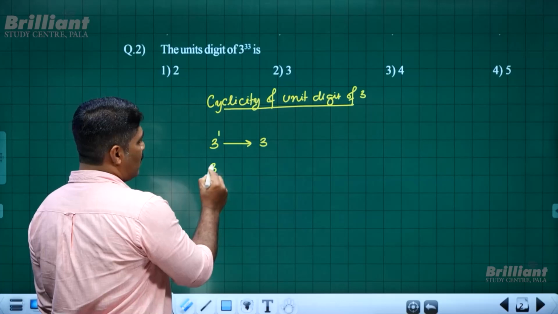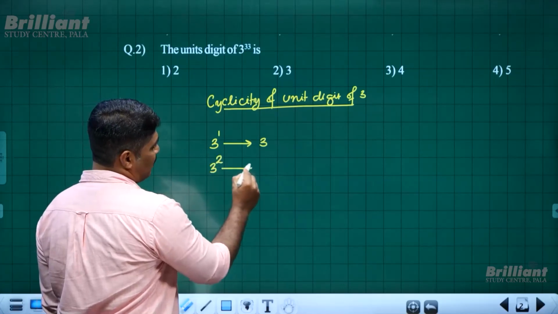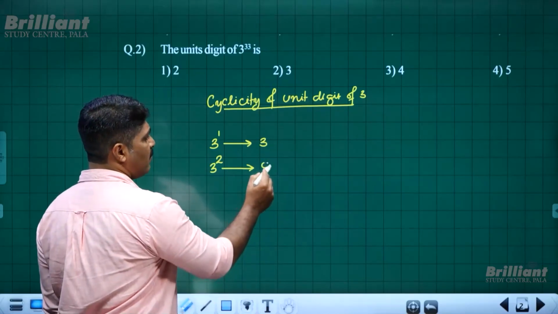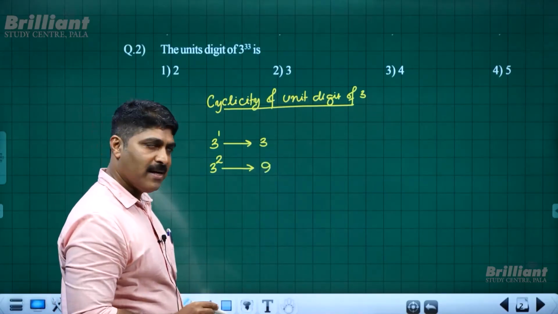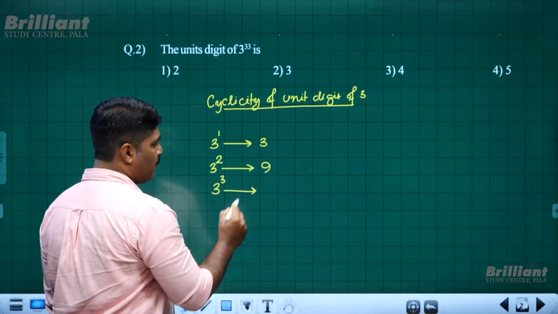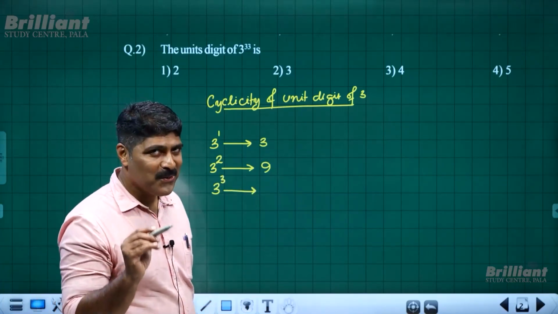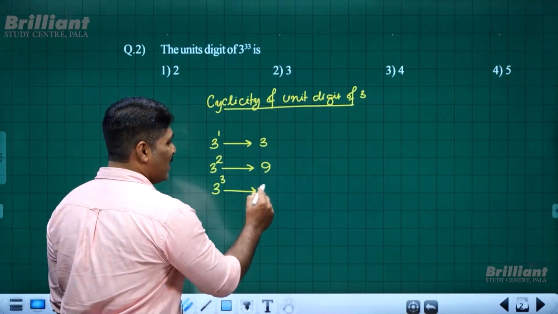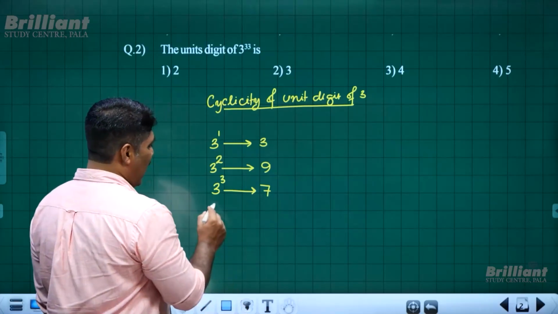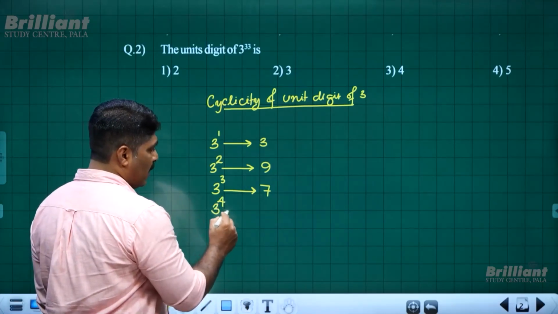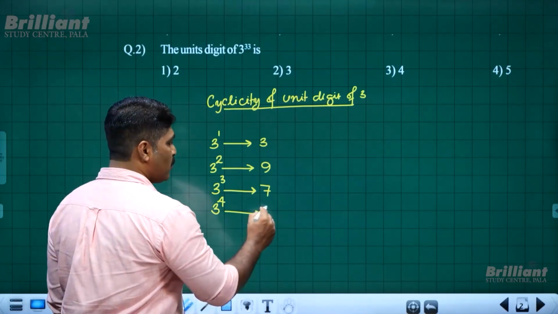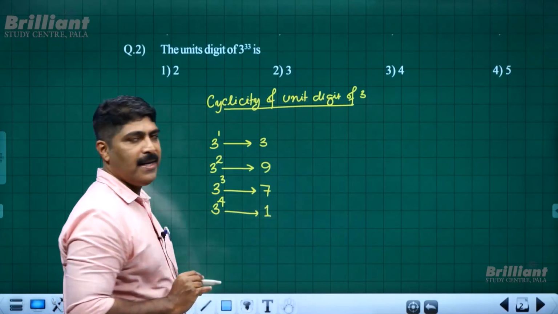So what about the unit digit of 3 square? 3 square is 9. So it's a single digit number, so its unit digit is 9 itself. What about 3 cube? As we know, 3 cube equals 27. So you just consider its unit digit, that is 7 itself. And 3 raised to 4, as we know, is 81. So you just write the unit digit as 1 only.